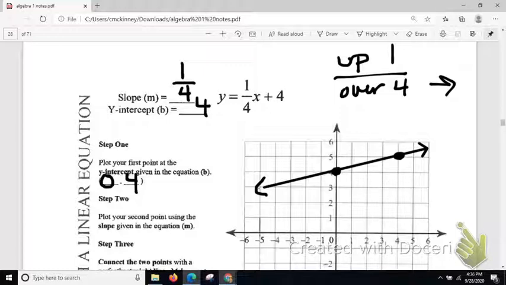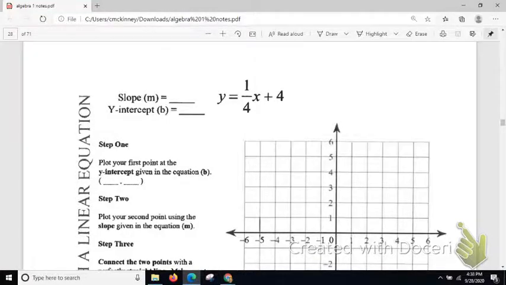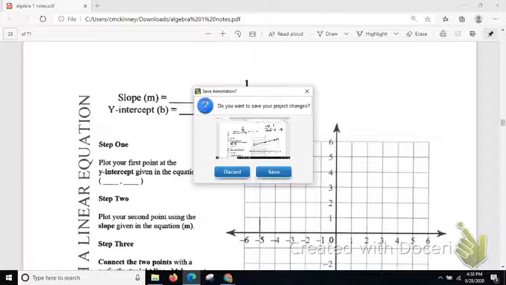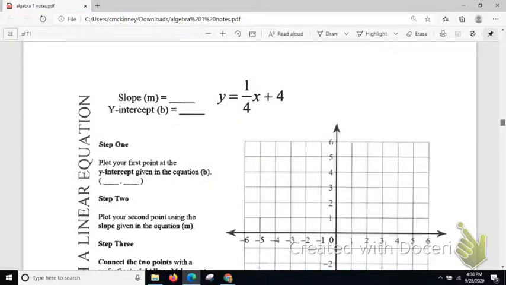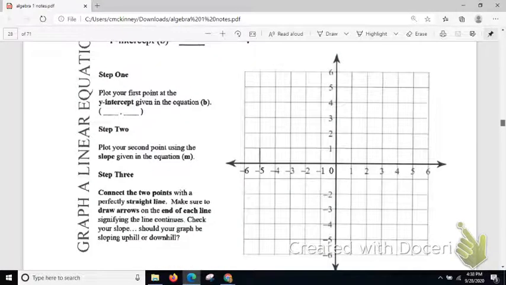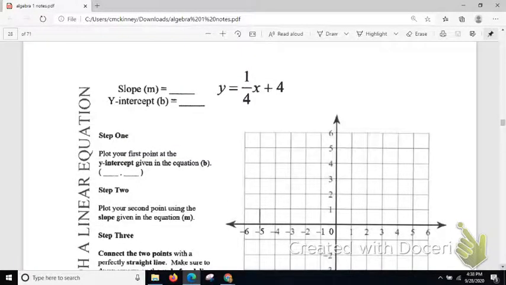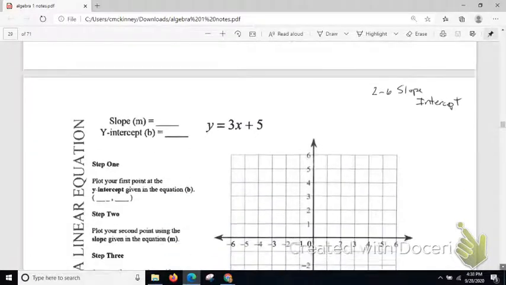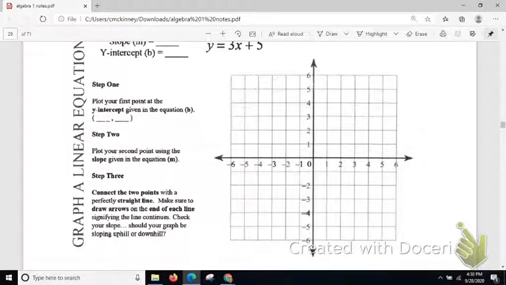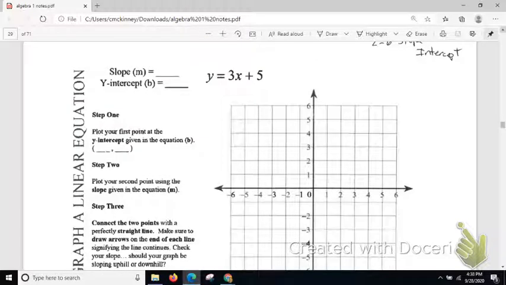All right, so let's look at another one. This is also in your notes. Oh, that's the same place I was, my bad. So this time, again, 3 for my slope, 5 for my y-intercept. So start at 5.